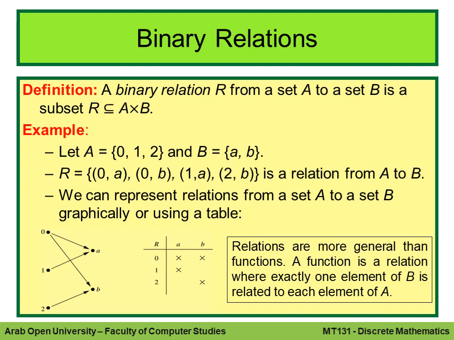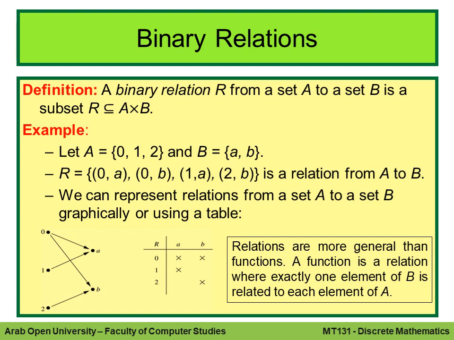We can represent relations from a set A to a set B graphically or using a table. In the graph on the left, you can list the elements of set A to the left as dots or vertices, and you can list the elements from B to the right. Anytime you have an ordered pair with the first element from A and the second element from B, you can draw an arrow from the first element to the second element.